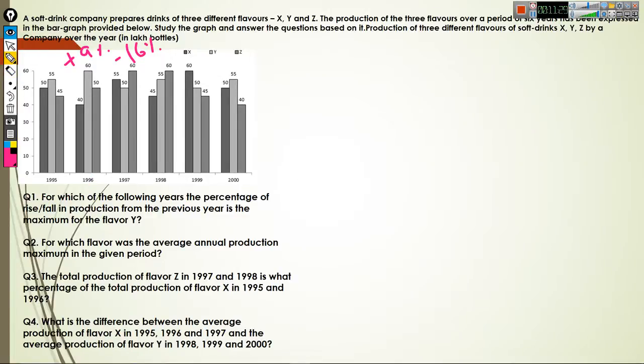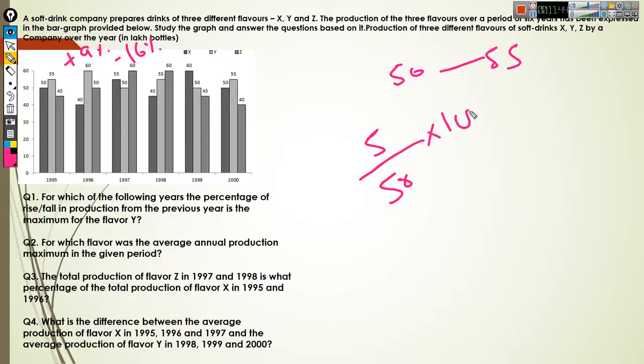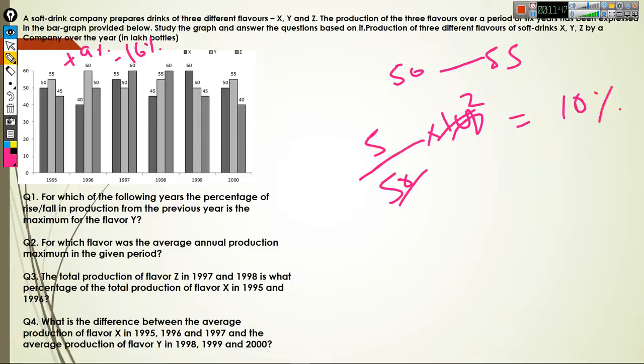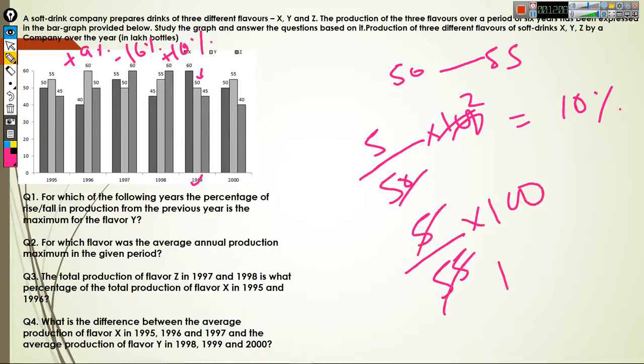Now, from 1997 to 1998, in 1997 the production of Y was 50, and in 1998 the production is 55. It means it again rose by 5 units. So 5 divided by 50 multiplied by 100, it increased by 10%. It's a plus value. And from 1998 to 1999, in 1999 the production of Y is 50, and in 1998 the production was 55. Again it reduced by 5, so 5 divided by 55 multiplied by 100, 5 11s, and again a decrease of minus 9% approximately.